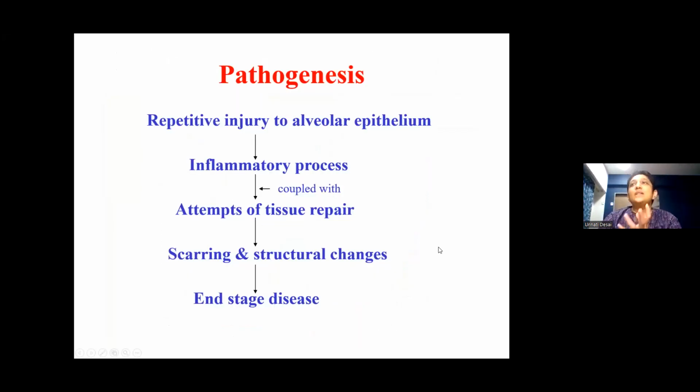So what is the pathogenesis in ILD? It is said that in ILD, you have repetitive injury to the alveolar epithelium. This could be due to various causes, which we will see further in the etiology. But these inflammatory processes and this repetitive injury cause a cascade of reactions, with attempts at tissue repair and injury, tissue repair and injury, wherein you could have scarring and structural changes, the result of which is basically interstitial fibrosis or an end-stage interstitial lung disease.